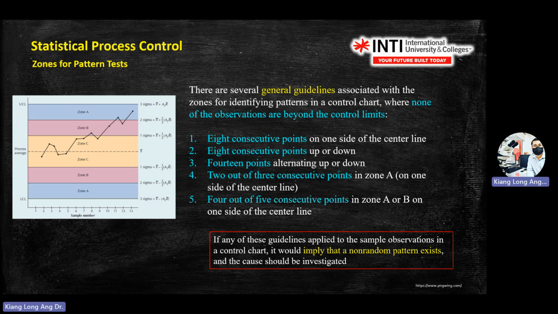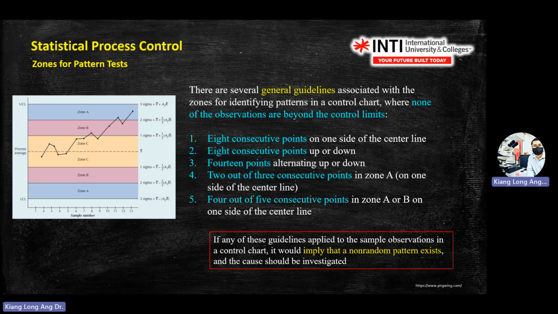So the first one, you look at whether most of the data is on one side or not. Second one, consecutive points up or down. Consecutive points up means the trend is going up, or going down. Third, 4 points alternating up or down. Four points alternating means 1 point up, 1 point down, 1 point up. You count 1, 2, 3, 4. Like if we go zigzag, then it falls into this one.